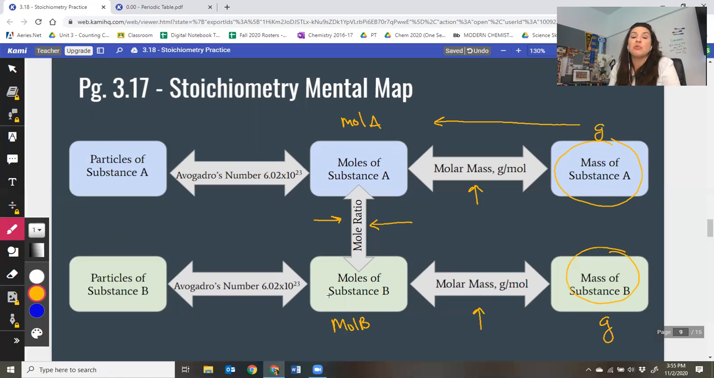So this is going to be a multiple step problem, but they're all things we've already done before. We've already converted between mass and moles of a substance. We've already converted between moles of A and moles of B using the mole ratio. We just did that. And then again, we can convert between moles and grams based on the molar mass. So let's do it together.